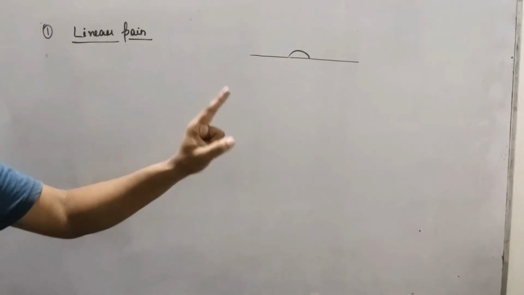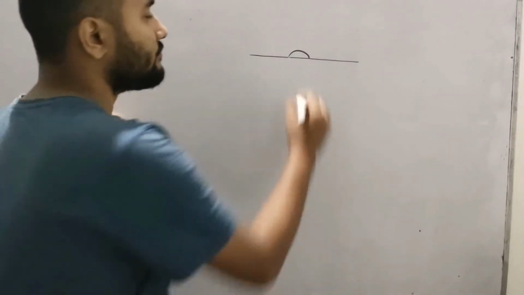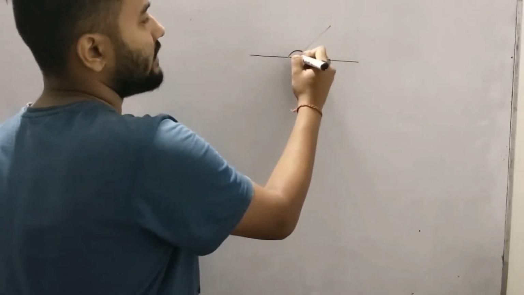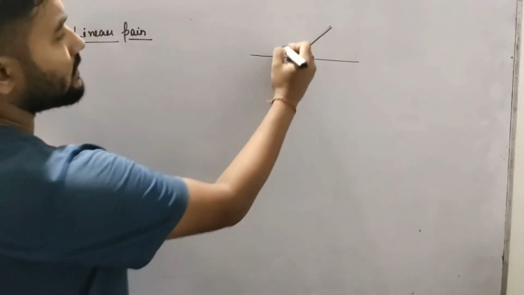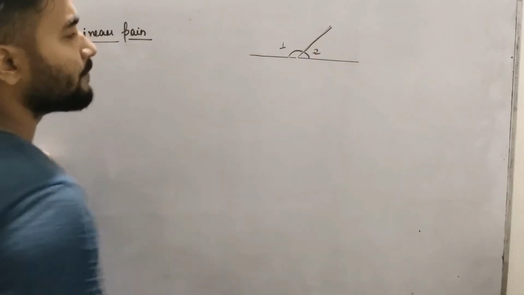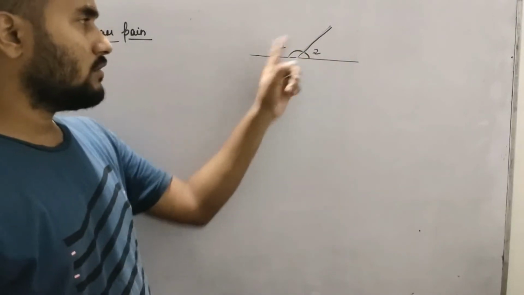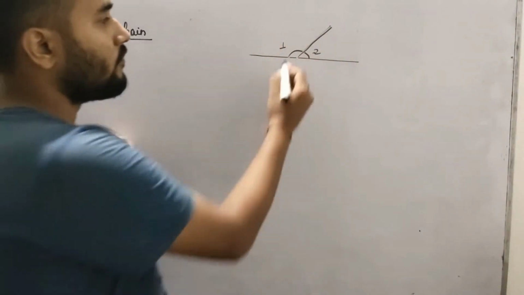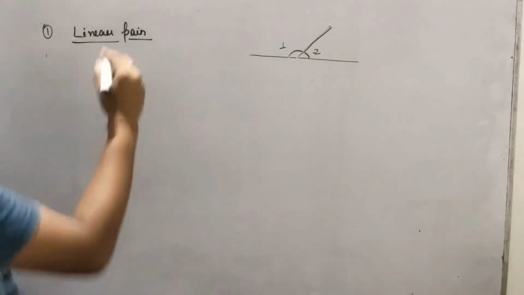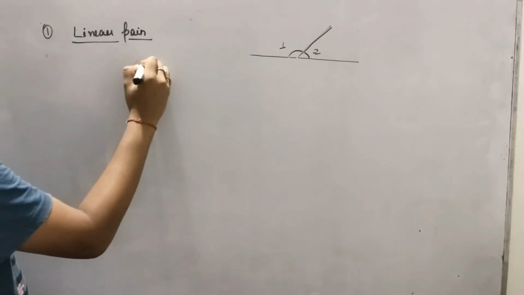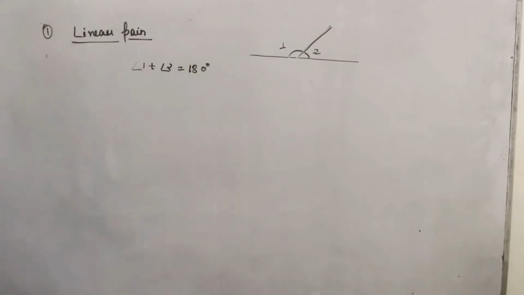Now, pair means two, right? What if I divide this angle into two angles, two parts? Say I have divided it like this. Any way I can divide. So now see, there are two angles. This is angle number 1, this is angle number 2. So what does linear pair say? The complete angle overall was 180 degrees, from here to here. But now since it is divided into two, linear pair says that angle 1 plus angle 2 will be 180 degrees. This is the linear pair property.